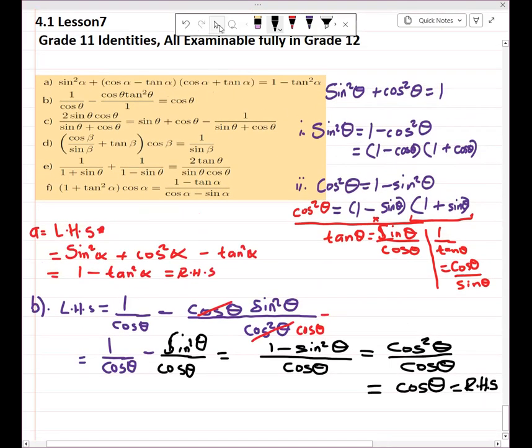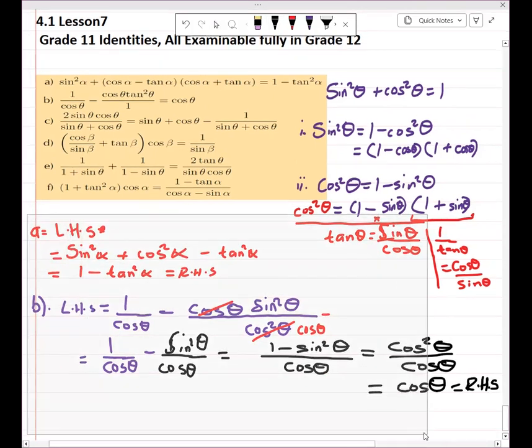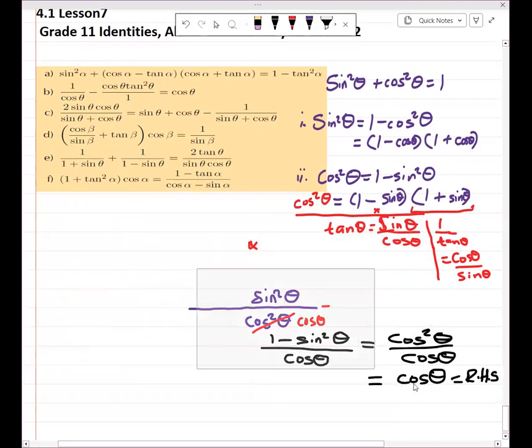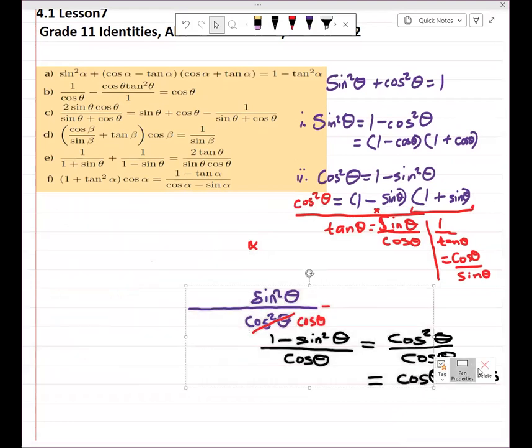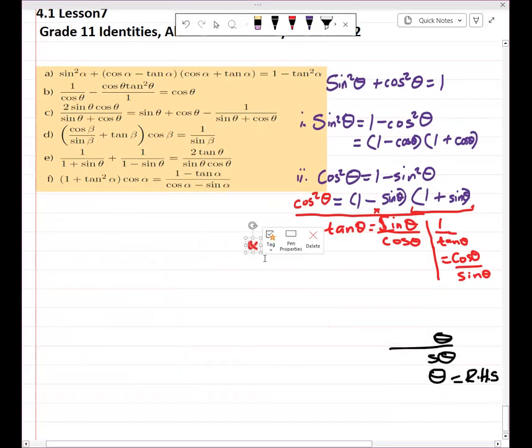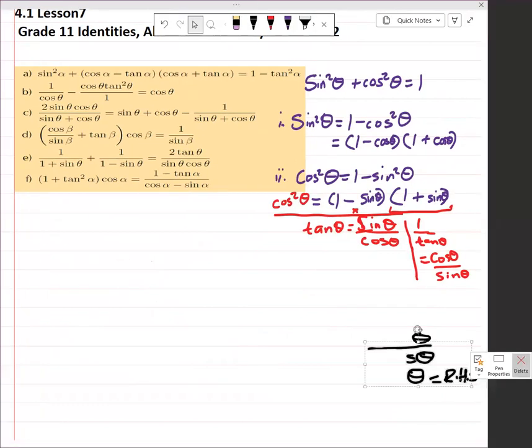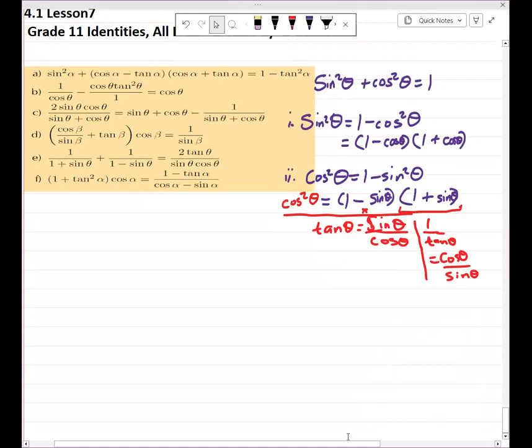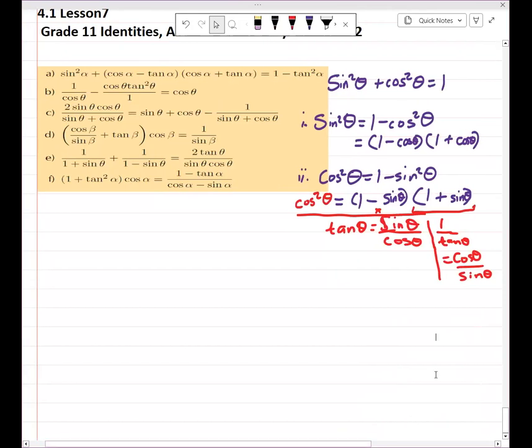Let's now do C. We're going to do C now. I'll just have to cancel this part. Delete. Need to delete this part. Delete. Sorry. Delete. Okay. So now we can do C.